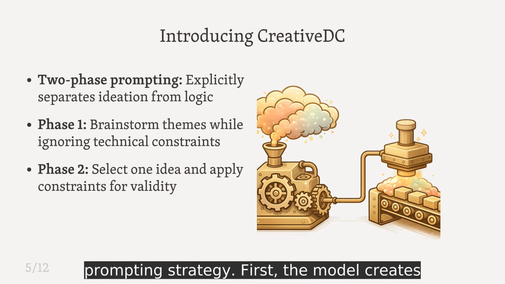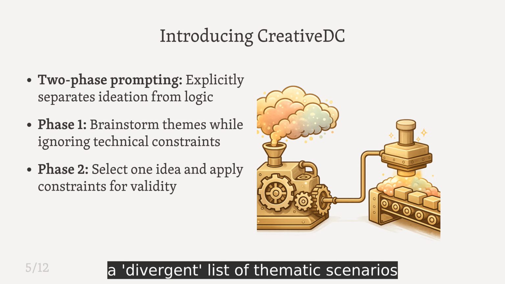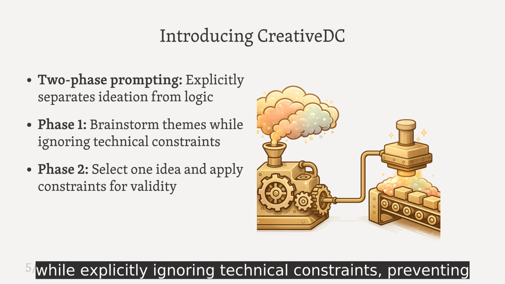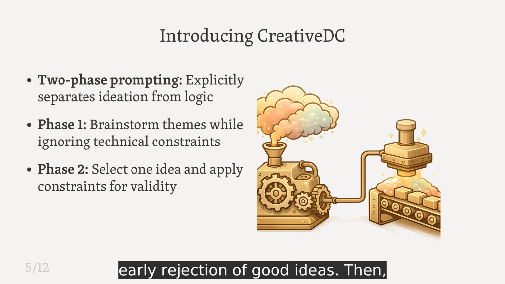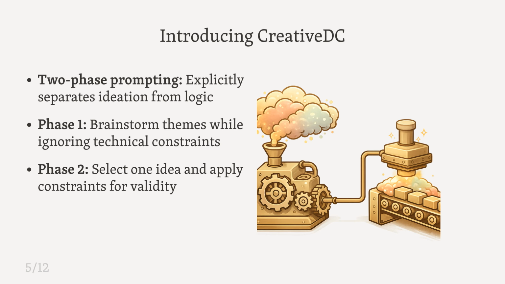First, the model creates a divergent list of thematic scenarios while explicitly ignoring technical constraints, preventing early rejection of good ideas. Then, in the convergent phase, it selects one quirky idea and figures out how to make it work technically.